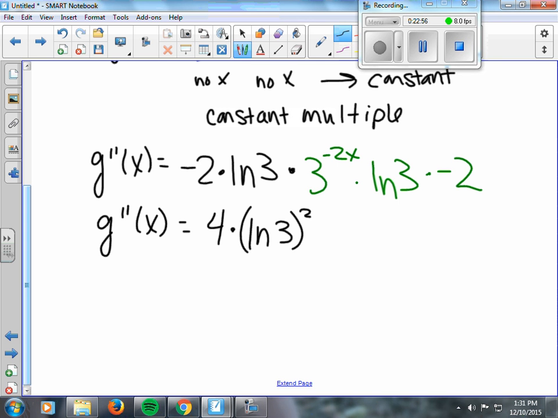which is not the natural log of 9 or anything like that, or 6, it's natural log of 3 times natural log of 3 times 3 to the -2x. This is as simple as that goes.